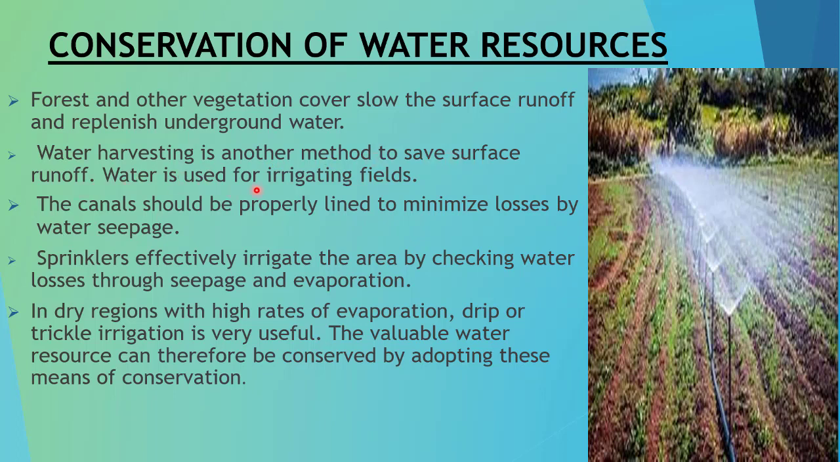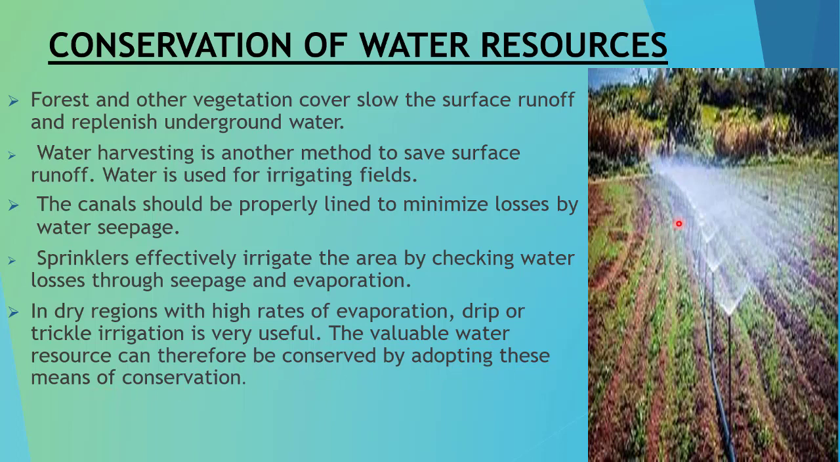The water is used for irrigating fields, and the canals should be properly lined to minimize the losses of water through seepage. Sprinklers effectively irrigate the area by checking the water losses through seepage and evaporation. In dry regions, with high rates of evaporation, drip and trickle irrigation is very useful. The valuable water resource can therefore be conserved by adopting these means of conservation.